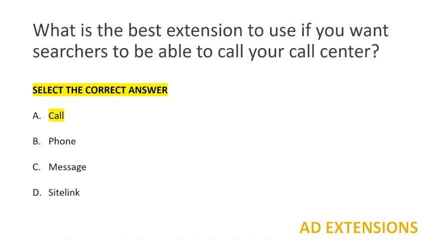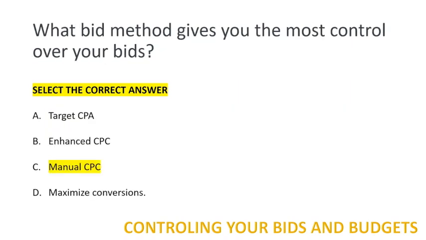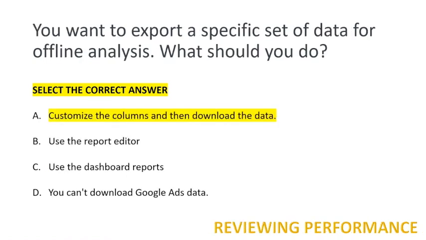What is the best extension to use if you want searchers to be able to call your call center? A. Call. If you want to see conversion data in your account, what must you do? A. Import Google Analytics goals into Google Ads or install the Google Ads conversion script on your website. What bid method gives you the most control over your bids? A. Manual CPC. You want to export a specific set of data for offline analysis. What should you do? A. Customize the columns and then download the data.